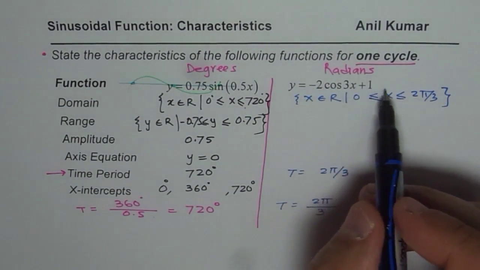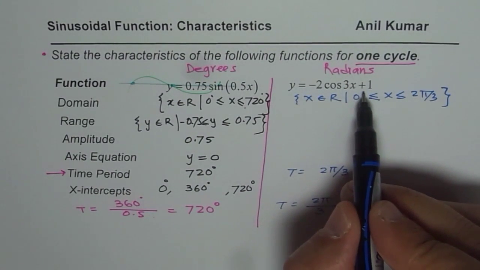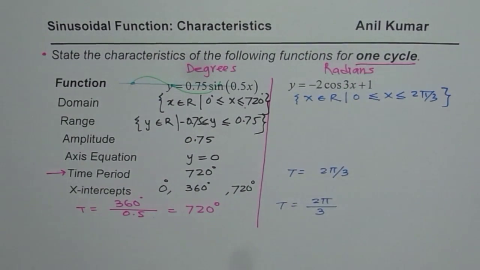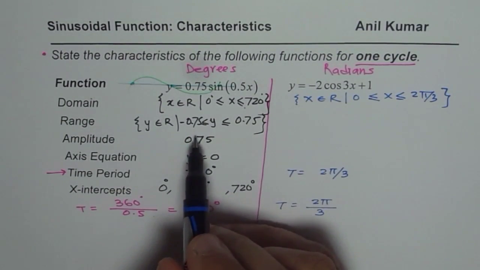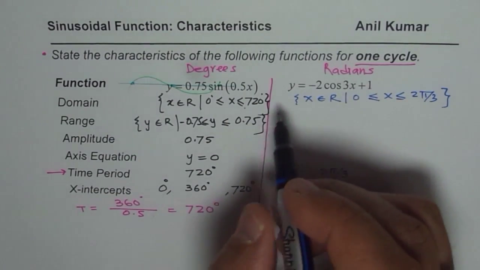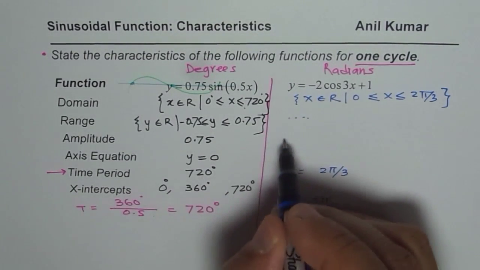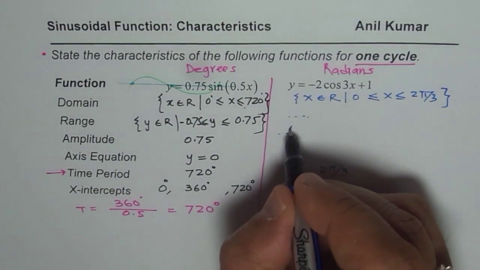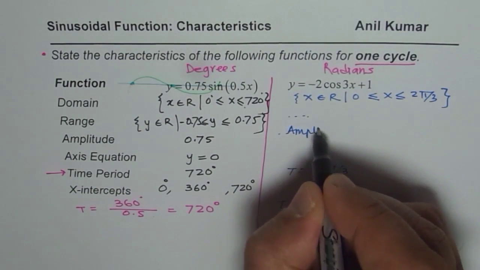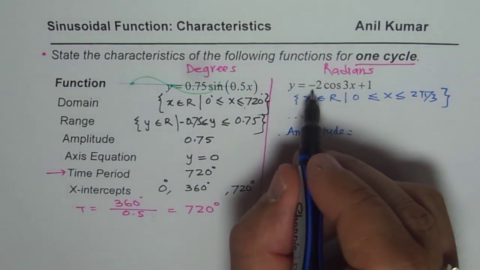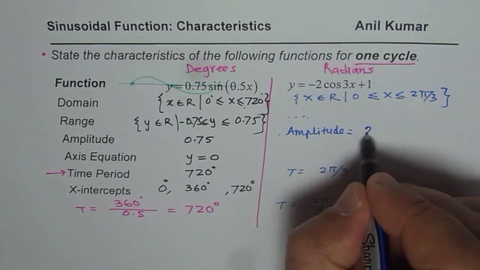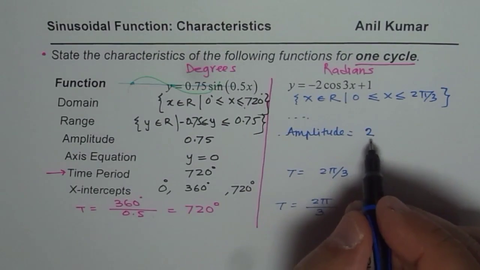Now it's important to note here that this particular function has been translated 1 unit up, right? So that changes the range. So when it comes to range, you have to think a bit more than what we did here. Okay. So we'll come to range here later. Let's first figure out the amplitude. We say amplitude is what? So amplitude for us is this number. Never write down negative, right? Amplitude is always positive. It is positive 2.